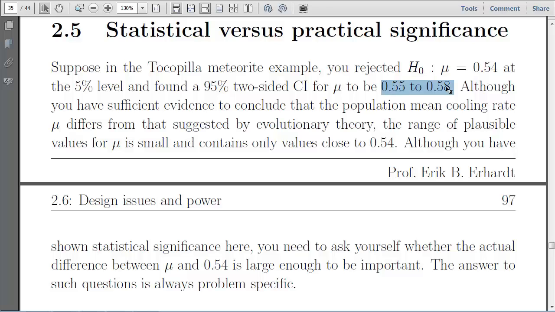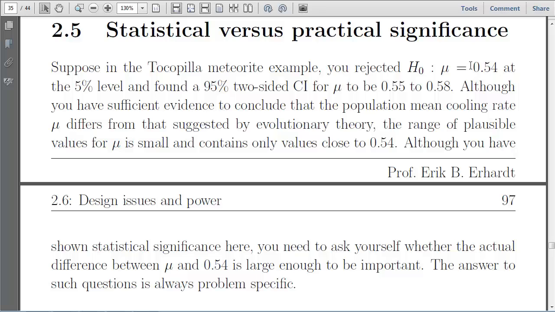But now we have to decide whether this has any practical significance, meaning the data supports a value from 0.55 to 0.58 for the mean. Is that very much different from 0.54? It's only a couple hundredths away. Now, I can't answer that because I don't know anything about meteorites in terms of this particular problem.